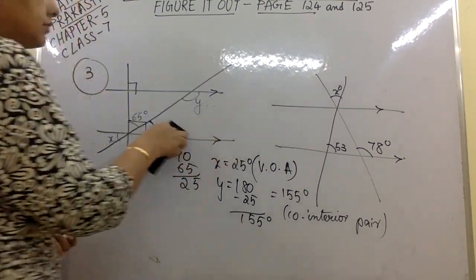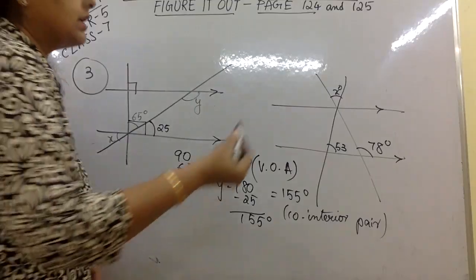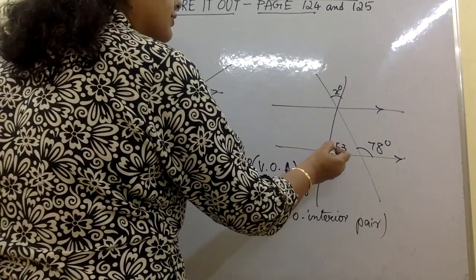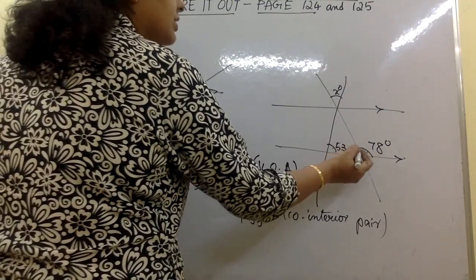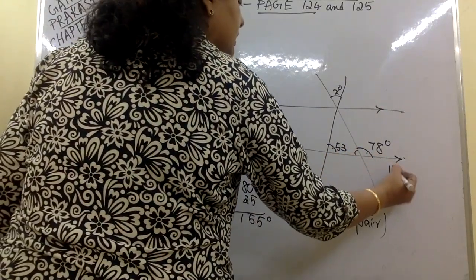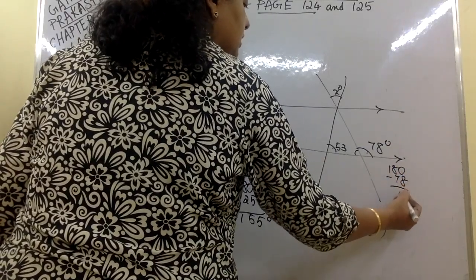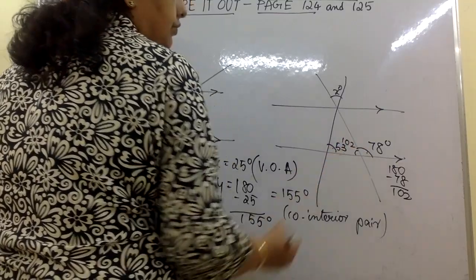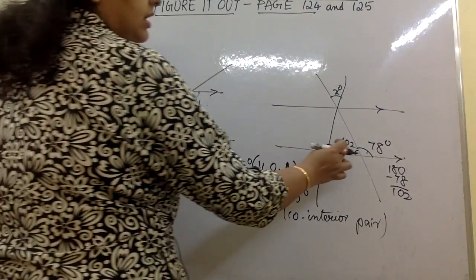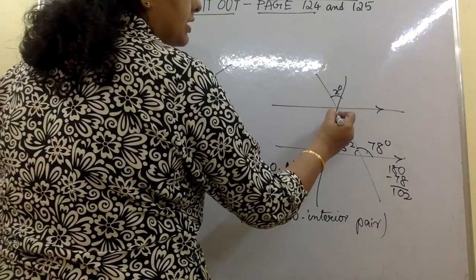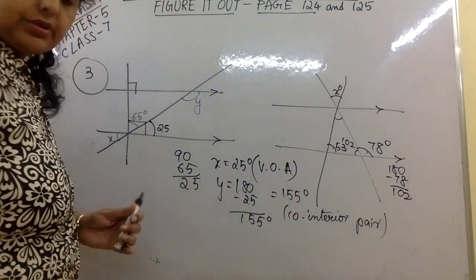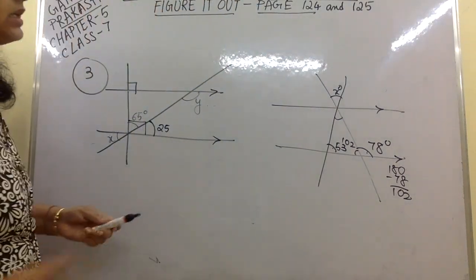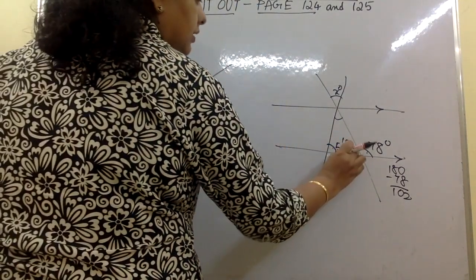So let's see this question. They want angle X. Now if this is 53, how much is this angle? This is 180 minus 78, which is 102. Here is 102. This angle becomes 102. Then how much is this angle? So that angle is equal to, this is 53, 102.